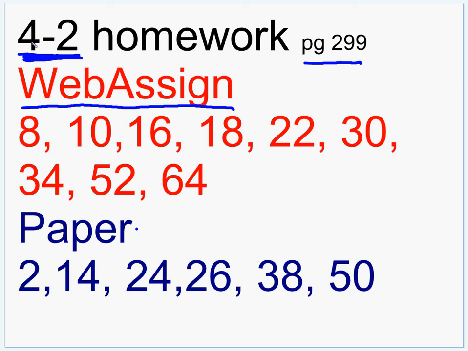This one's going to cover Calculus, Chapter 4, Section 2. Here is the homework assignment. As usual, some of it here is on WebAssign. You don't have to pay attention to the numbers there. Out of the book on pencil and paper, we have these 6 problems.